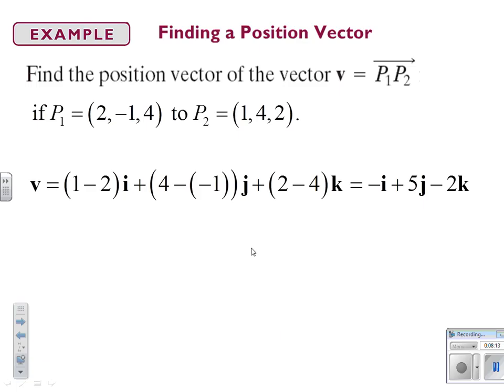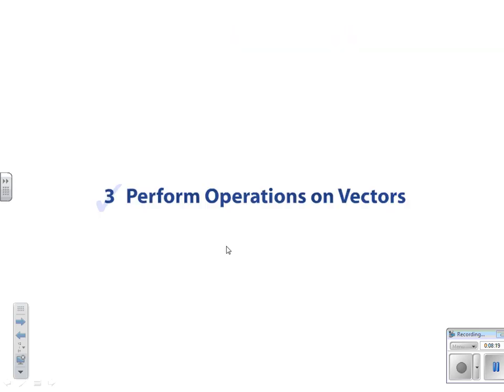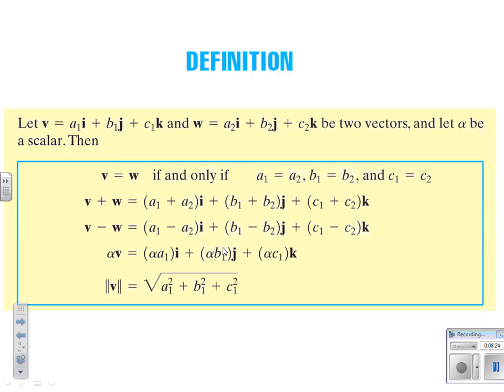Because it's easier to fuss with vectors that start at the origin than with vectors that are roaming around in space. All right, we're going to do some stuff with vectors. It's going to be great.